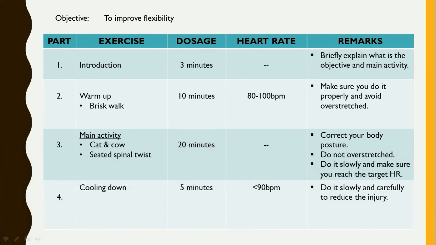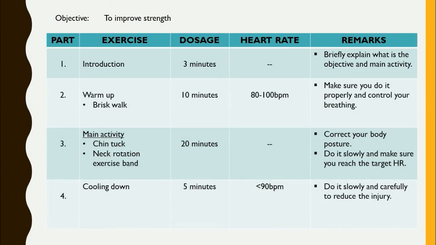For the second lesson plan, the objective is to improve flexibility. The main activity is cat and cow and also seated spinal twist. The activity dosage is 20 minutes. For the third lesson plan, the objective is to improve strength. The main activity is chin tuck and neck rotation with exercise band. The dosage is 20 minutes.